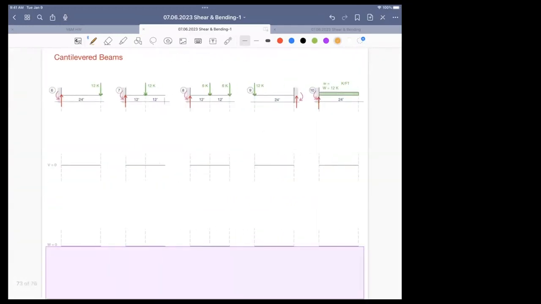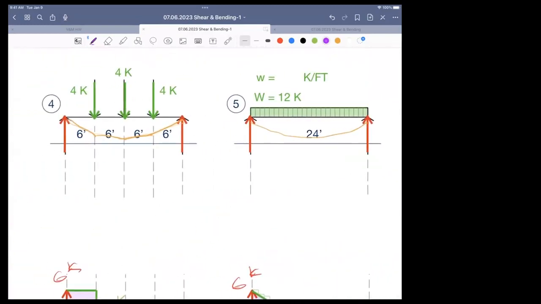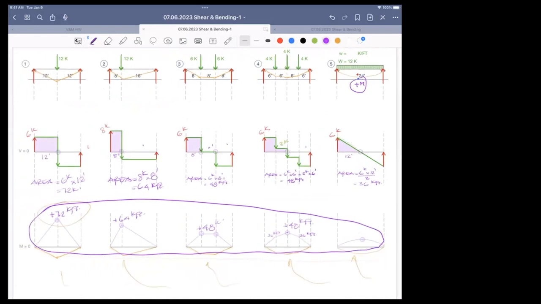Okay. I don't want to get into cantilevers, but I would like to say that all of these diagrams were positive. The moment diagram is positive because no matter how you load it, the top is in compression, the bottom is in tension. This is called a positive moment. And that's why this diagram was positive. This one was positive. This one was positive. This one was positive. And this one was positive. Whenever you have a simply supported beam, the moment diagram will be positive. I don't care how it's loaded.